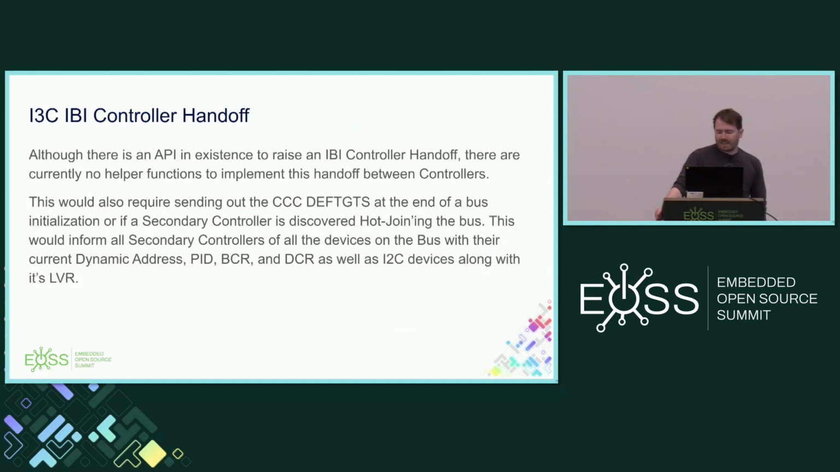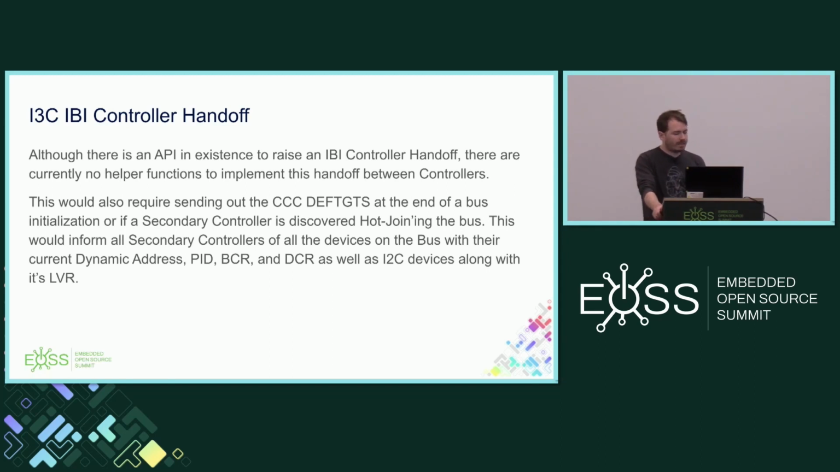All right, so I know I did mention earlier that there is a controller handoff within IBI, but currently no one implements it, and there's even some additional work to get that working as well. If I'm a secondary controller and the primary controller just assigned everyone the address, how does the secondary controller know what was out there, who got what address? The secondary controller should not be changing addresses to something it knows.